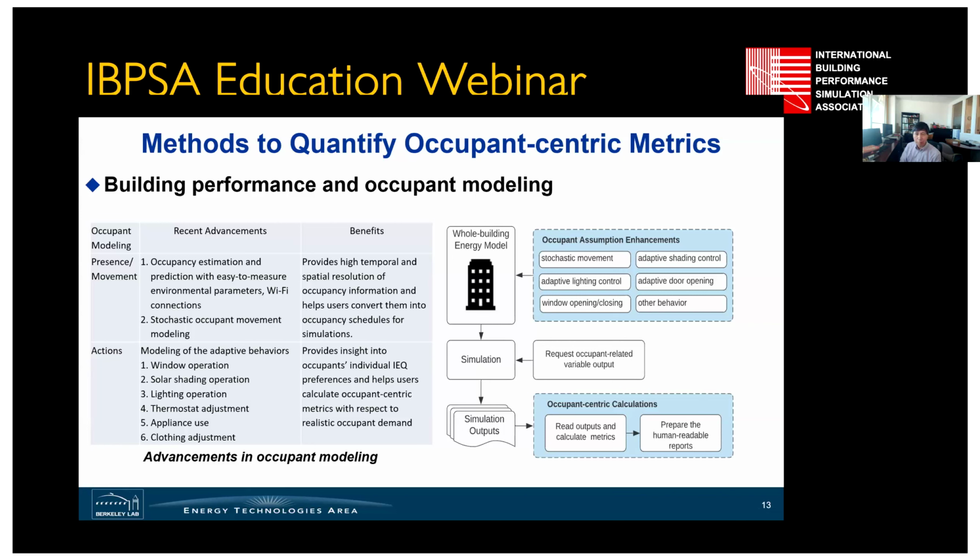So the figure on the right shows a workflow. Usually you run the occupant modeling tools to provide better assumptions and data, then that goes to the traditional building performance simulation. And at the end, you do some sort of post-processing in order to calculate those occupant-centric KPIs, and it depends on your goal. Sometimes you do this kind of simulation in co-simulation mode. But there are different ways you can do it.